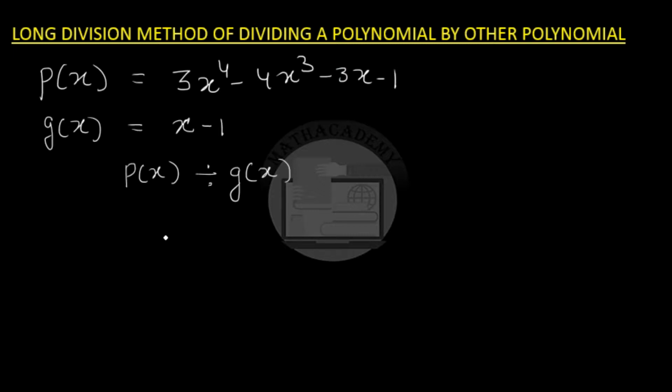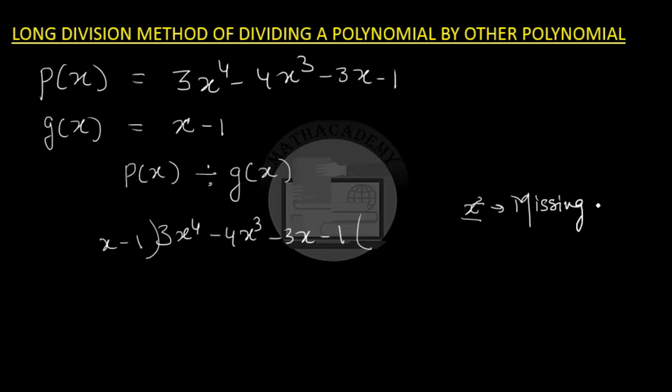Now, a common mistake made by students in doing this kind of long division is just writing 3x to the power 4 minus 4x cube minus 3x minus 1 and dividing it directly by x minus 1. Please don't start division like this. This might lead to confusion and cause errors because one of the powers of x, the x squared term, is missing in this polynomial function. So please don't perform the operation directly.